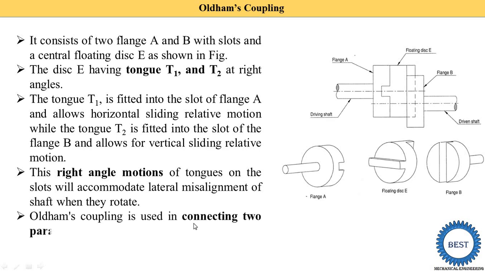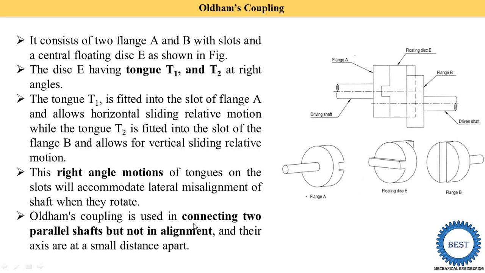Oldham's coupling is used in connecting two parallel shafts that are not in alignment, and their axes are at a small distance apart. So in this diagram here you see this is the axis of shaft A or the axis of the driving shaft, and this is the axis of the driven shaft. They are parallel to each other but have some distance. At that time we use the Oldham's coupling.